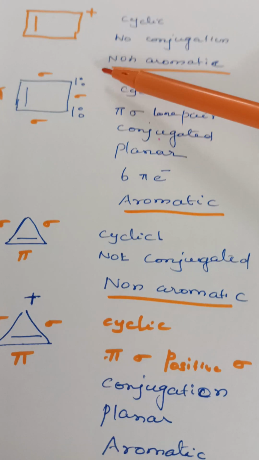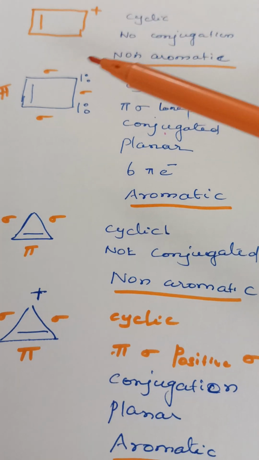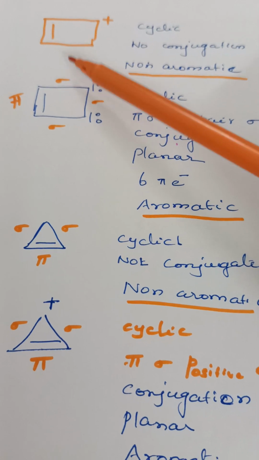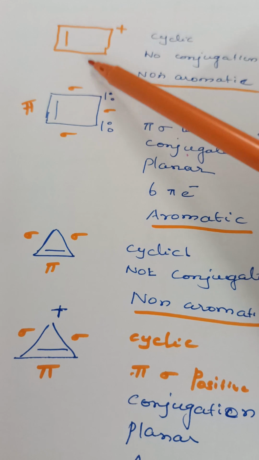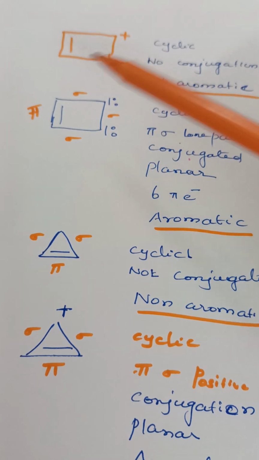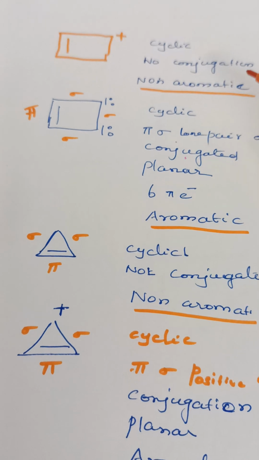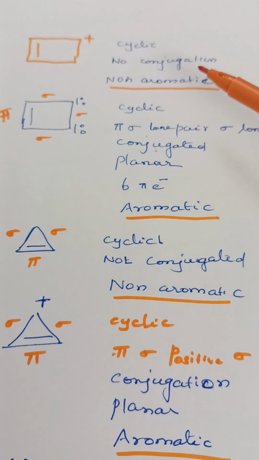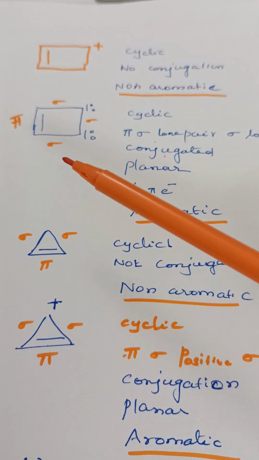Then what about this compound? This compound is cyclic. You know that. Non-conjugation. There is no conjugation at all. It is a double bond. Here single bond. Again single bond. A positive charge, single bond. Here 2 single bonds are present. That's why there is no conjugation. It is a non-aromatic compound. See, the second rule itself is not followed. That means non-aromatic.